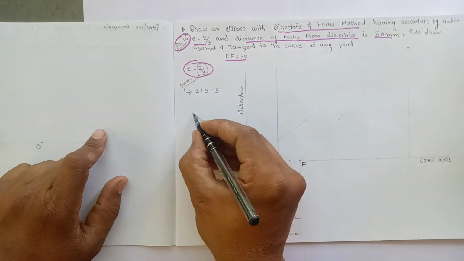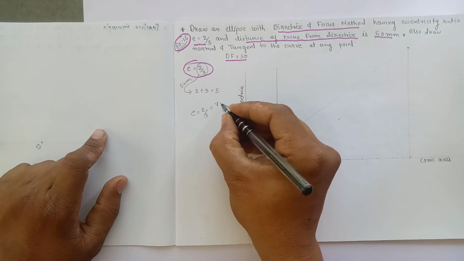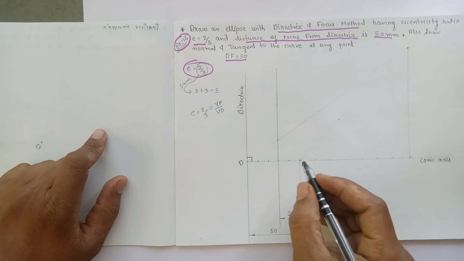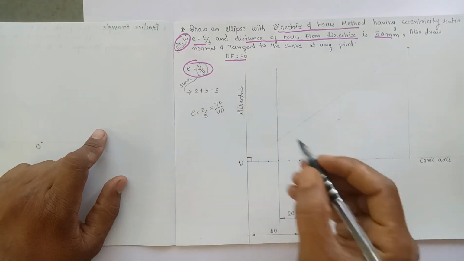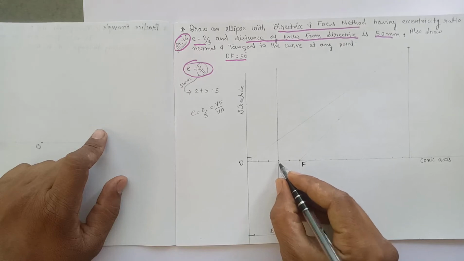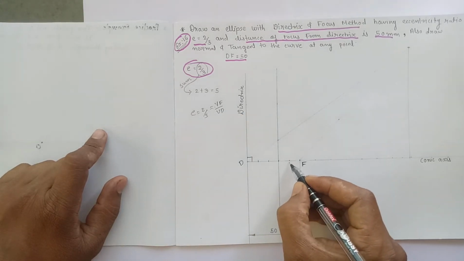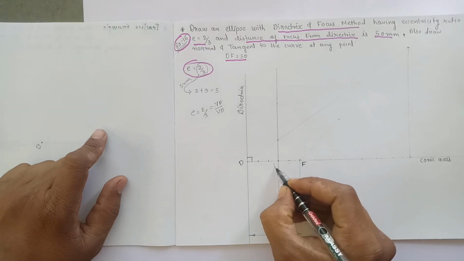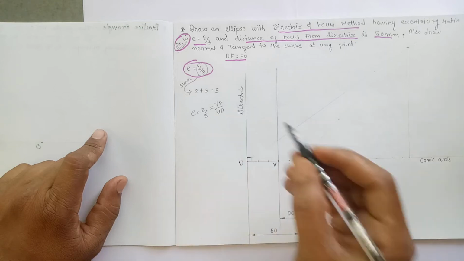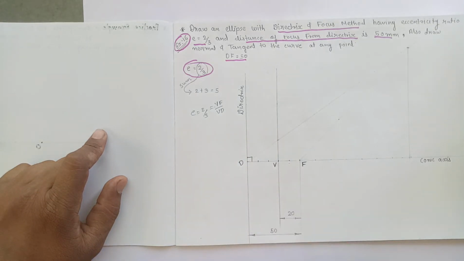Now E is equal to 2 by 3, so FV upon VD. FV is 2 units, so the distance of focus to vertex is 2 units. Count 1 and 2. This will be the position of the vertex point, and the distance of focus to vertex will be equal to 20 mm, and vertex to directrix will be equal to 30 mm.